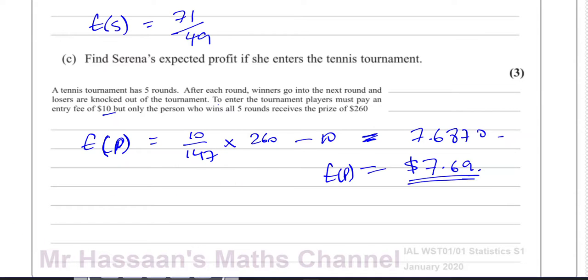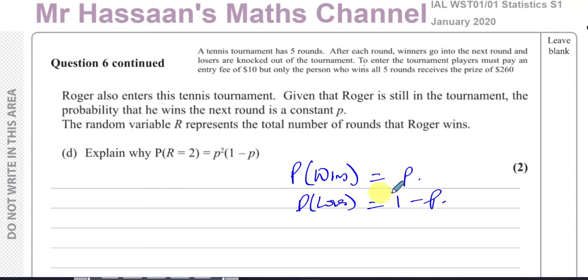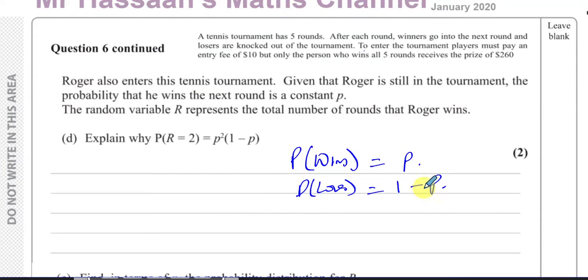Now for part D. Part D says, Roger also enters the tennis tournament. Given that Roger is still in the tournament, the probability that he wins the next round is a constant P. The random variable R represents the total number of rounds that Roger wins. So the probability that he wins is equal to P. And the probability that he loses, therefore, is equal to 1 minus P. Okay, that's obvious. So now, we've got to find the probability that R equals 2.